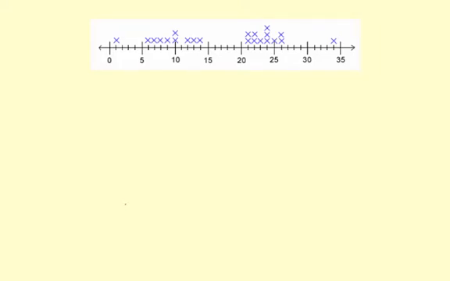So the big picture for this lesson is variability of data. Now here's a sample data set. And there are several different ways you can look at variability. One of them is the range of the data.